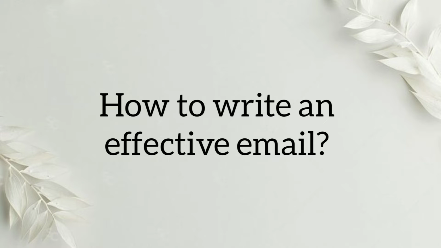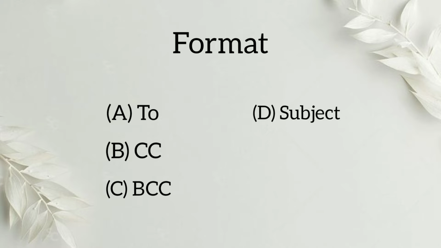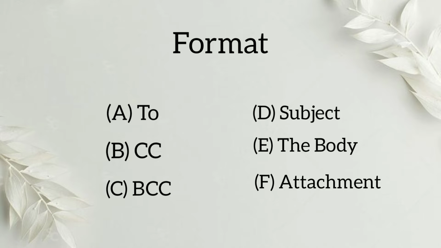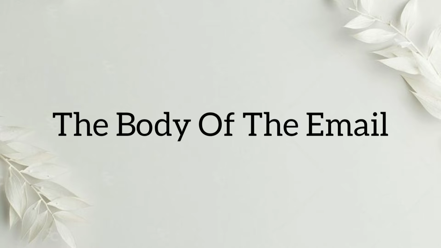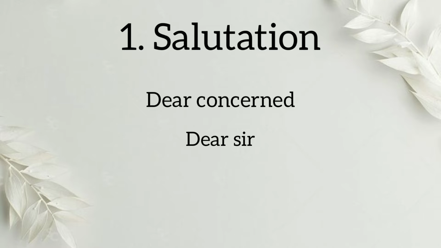Whenever we write an email, the first thing we have to take care of is the format of the email. What are the different things that are important in an email? That is To, CC, BCC, subject, the body and the attachment. First we are going to talk about the body of the email. What are the main contents of the body? Number one is salutation. By salutation, I mean how we start an email. We start an email using Dear Concerned, Dear Sir, Dear Ma'am.